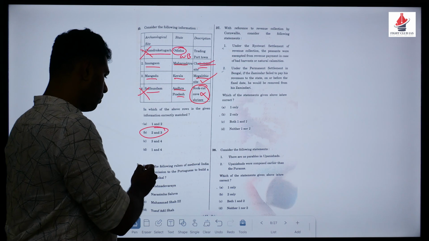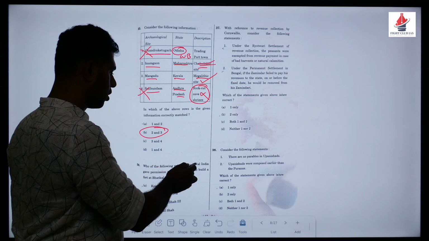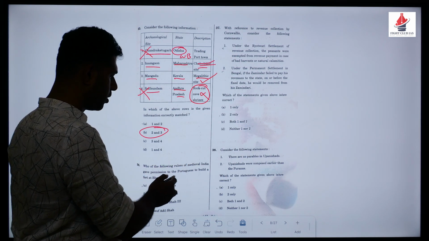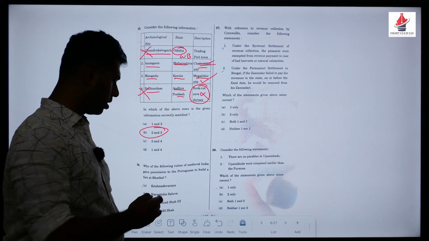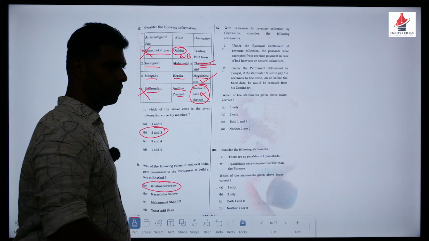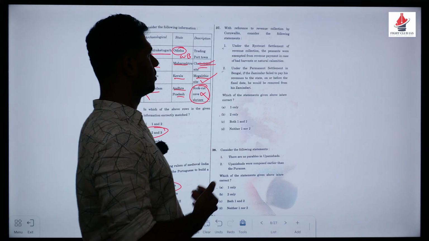Clear? Moving on, which of the following rulers of medieval India gave permission to the Portuguese to build a fort at Bhatkal? It was Krishna Deva Raya. Right? It was Krishna Deva Raya who gave the permission.